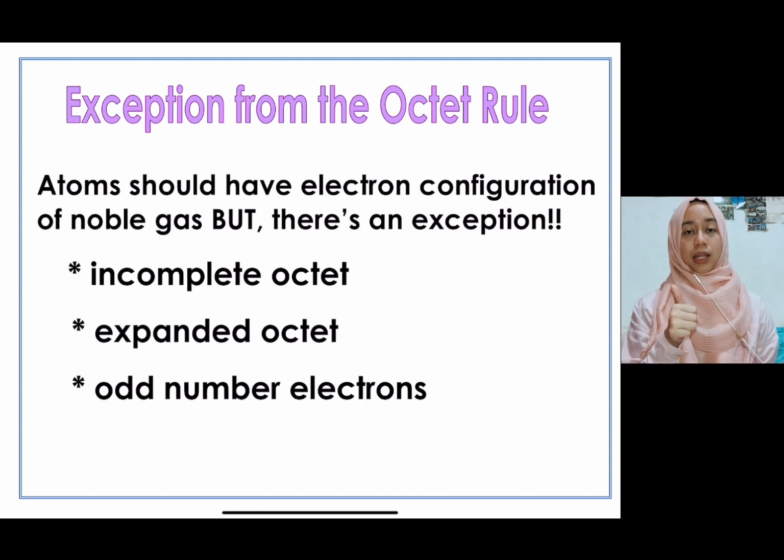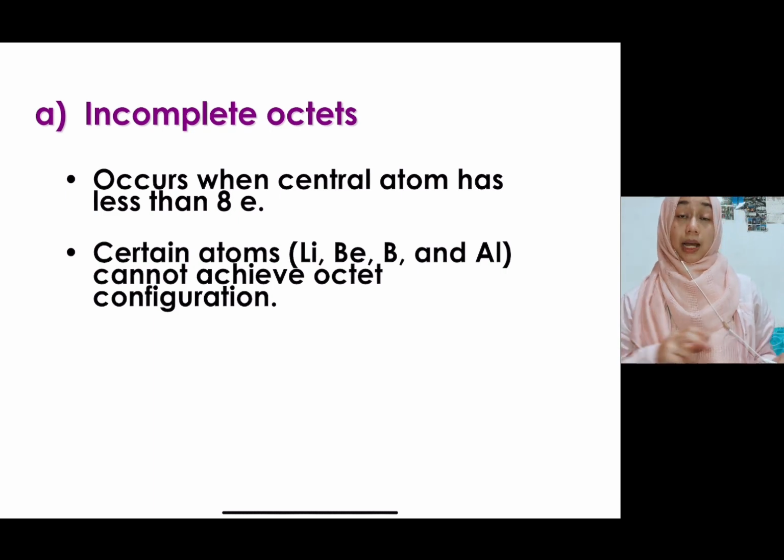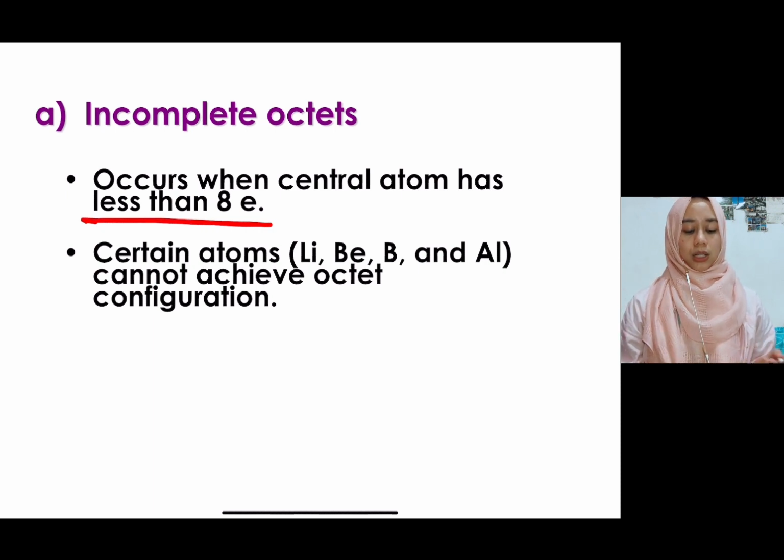One is what we call the incomplete octet. Second one is the expanded octet. The third one is the odd number electrons. Okay, so incomplete octet occurs when the central atom, so focus on the central atom, has less than 8 electrons. Certain atoms that are included here are lithium, beryllium, boron and also aluminium.